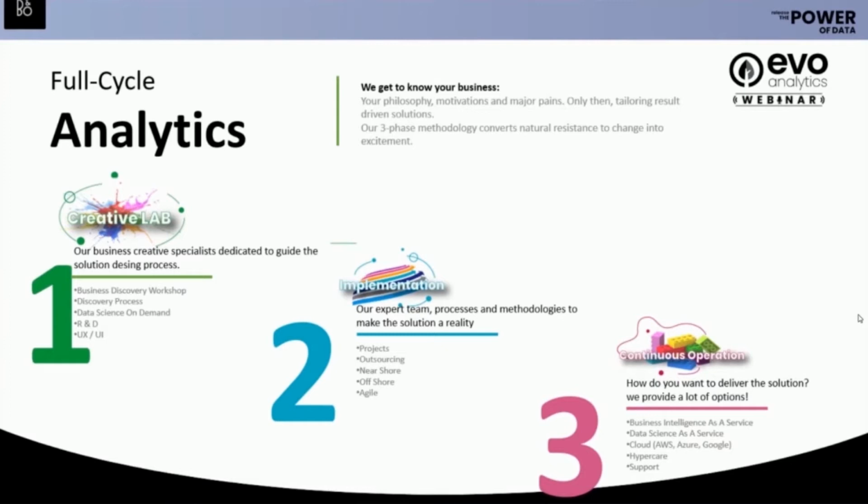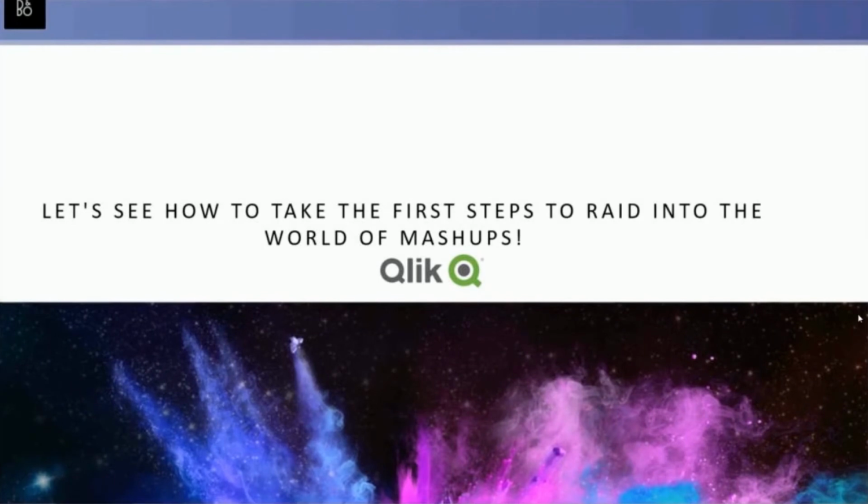So in our second step, we do the implementation. And then on the third step, we do continuous operation. So how do you want the delivery of the solution? We provide a lot of options. We can either do it through business intelligence as a service, data science as a service, cloud, AWS, Azure, Google, hypercare, and support.